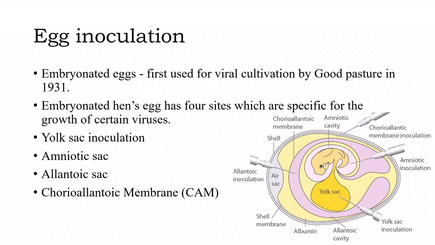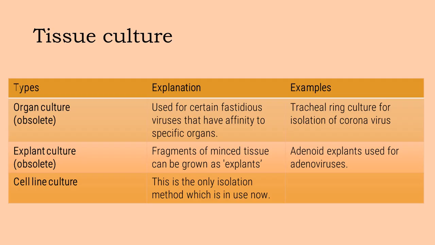The first one to come out was egg inoculation, in 1931, where they found out that they can inoculate these viruses in different parts of the egg, like the yolk sac, amniotic sac, allantoic cavity or chorioallantoic membrane. So every area has a different virus which can grow there and form characteristic lesions.